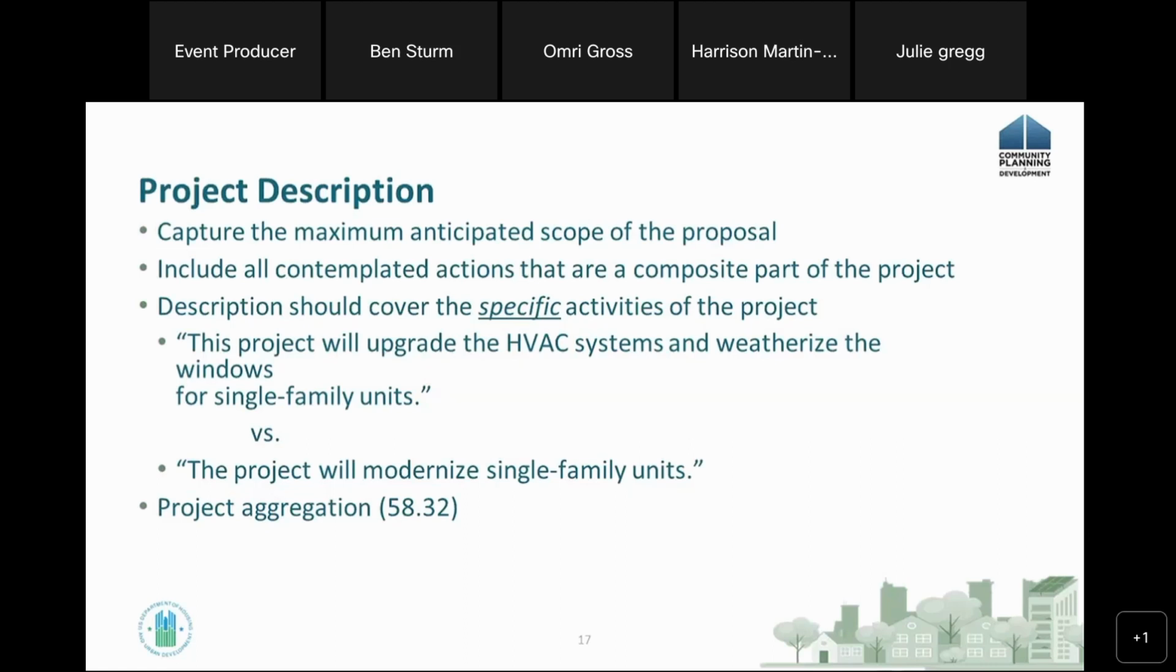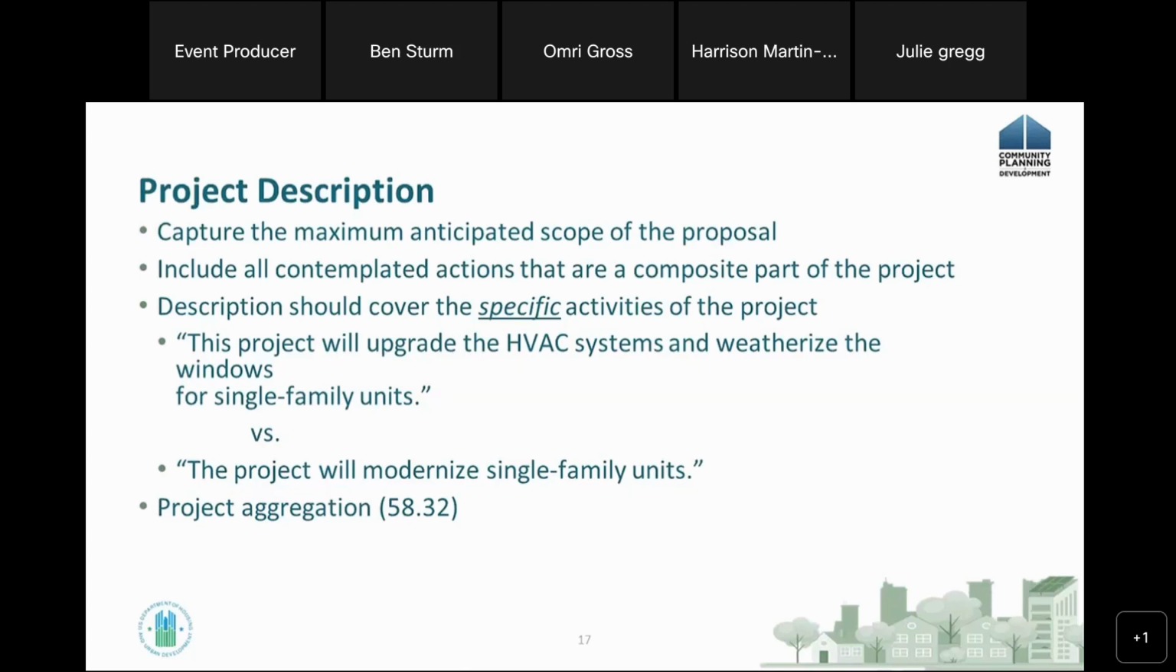Project description should cover the specific activities of the project. So for example, quote, this project will upgrade the HVAC systems and weatherize the windows for single family units. That's pretty specific compared to, quote, the project will modernize single family units, right? The first quote talks specifically about upgrading the HVAC systems and weatherizing the windows. But the second description just says the project will modernize single family units, which is much more vague. So we always want to err on the side of providing more specific details about what's actually happening in the project.